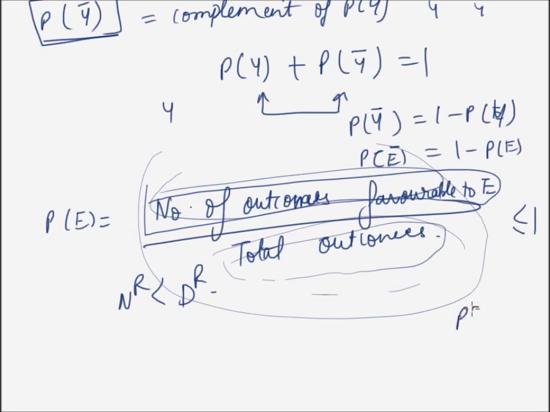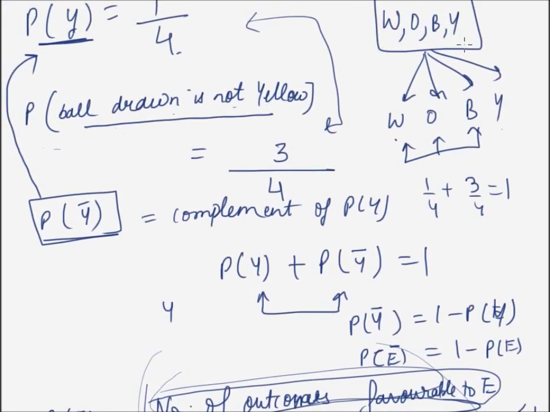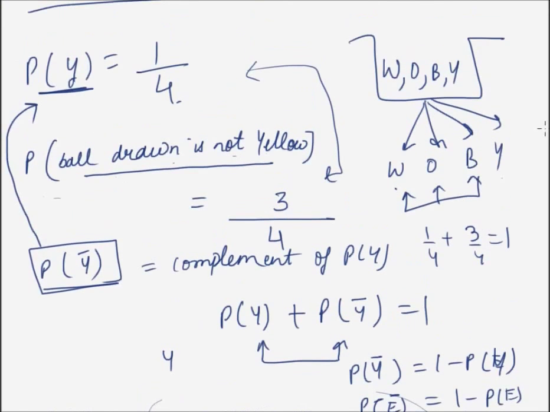Thus, we can say that probability of an event is always less than or equal to 1. And friends, also, let us have an example for this question. Let us say we want to calculate the probability that the color of the ball is violet. That is, the ball drawn is violet.